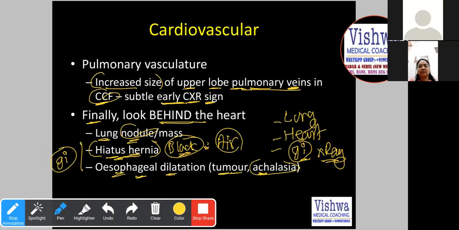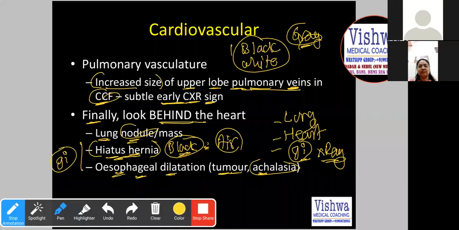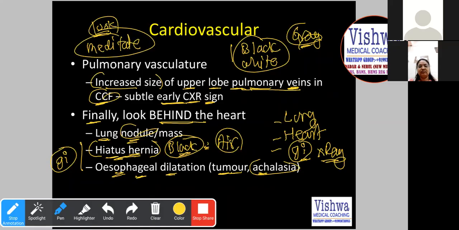Remember, we just have to understand. Remember my first video I had forwarded on the group, that we just understand what is seen as a black shadow, what is seen as a white shadow, and what is a gray shadow. If you understand this and look at the X-ray, and I can also say meditate on the X-ray, look at the X-ray and think what is this white, what is this black, and compare it with normal, and you'll get your diagnosis.